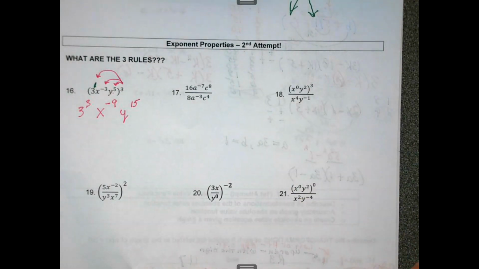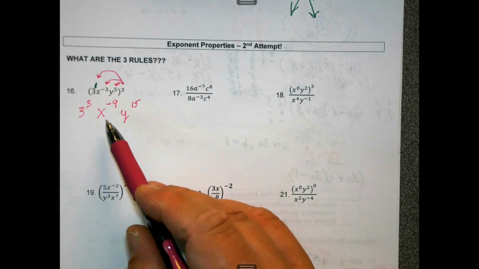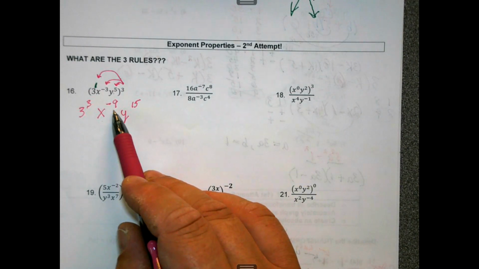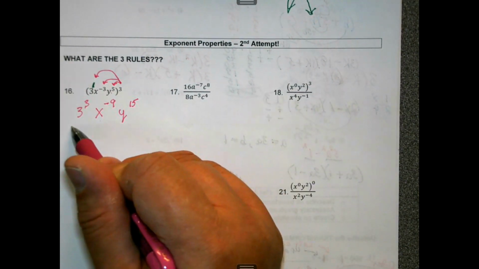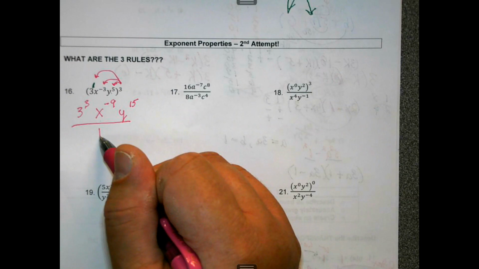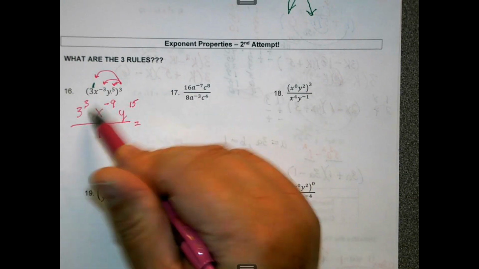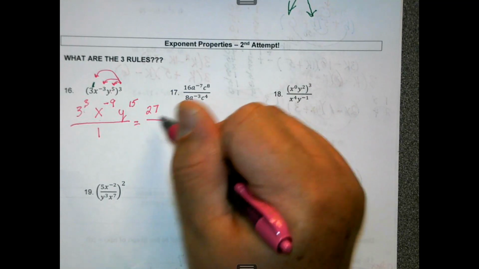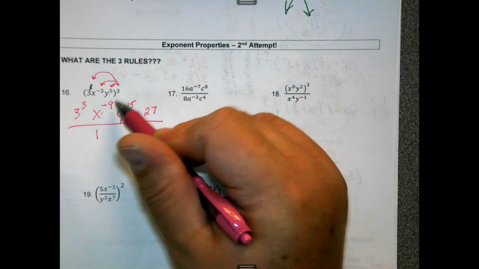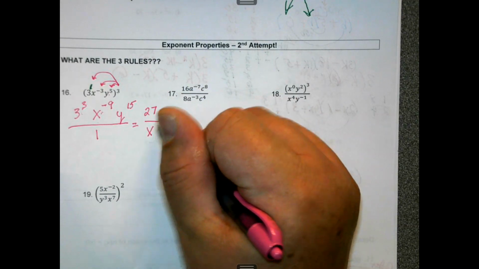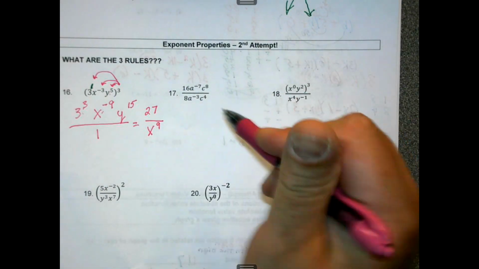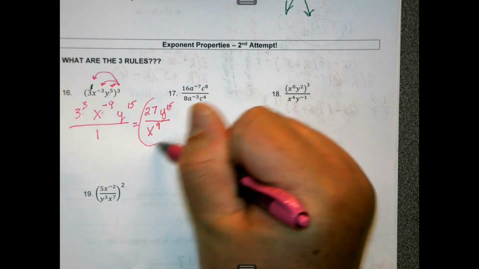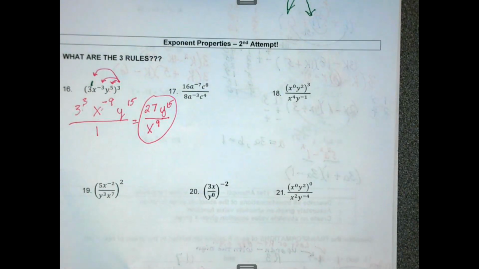We don't have anything to combine, so we're good there. But the third rule, we have a negative exponent. Can't leave it a negative exponent in there. So I'm going to put it over 1. 3 to the third is 27. I'm going to move this x to the negative 9 to the denominator and make that a positive 9 and leave the y to the 15th. There's my answer.